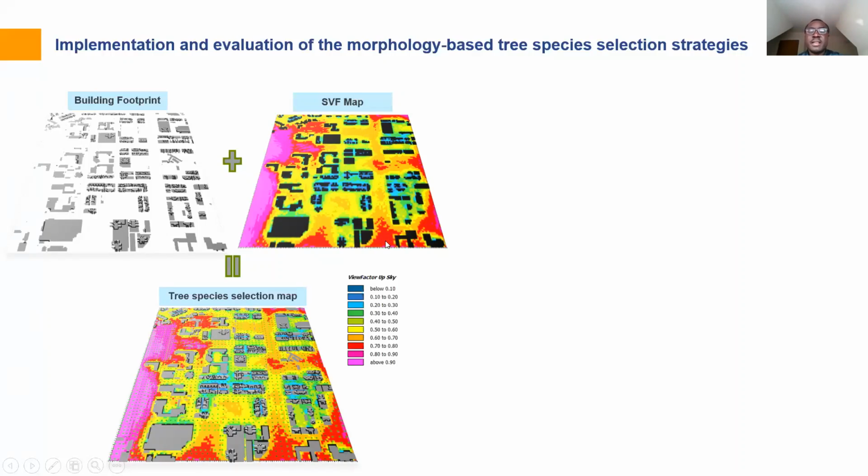So the red color shows the sky is highly open, and the blue means there is low visibility of sky in the low area. So the whole concept of this right tree, right place is that with this sky view factor map, we can detect the trees, we can develop a tree species selection map.